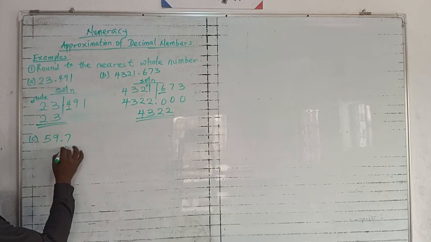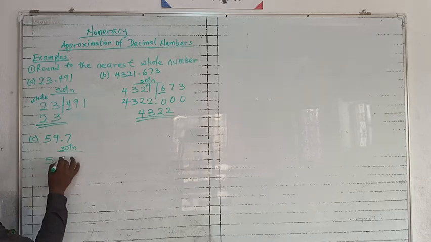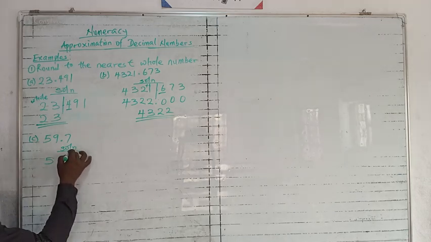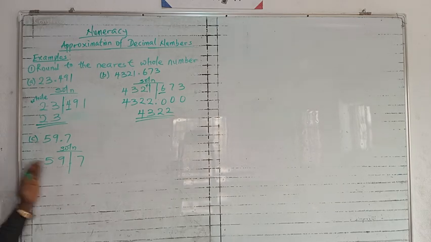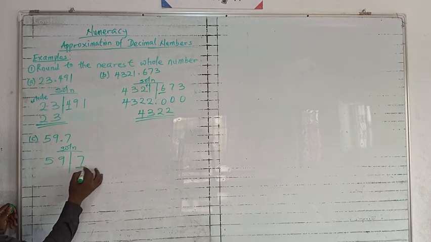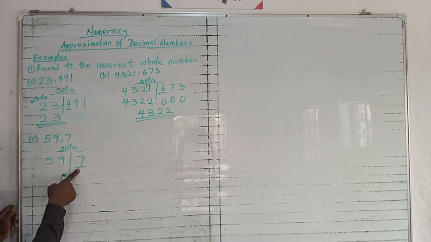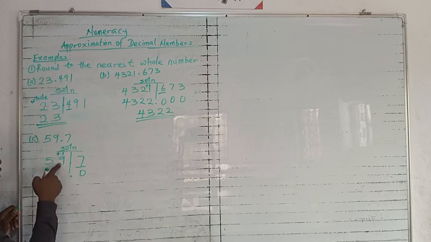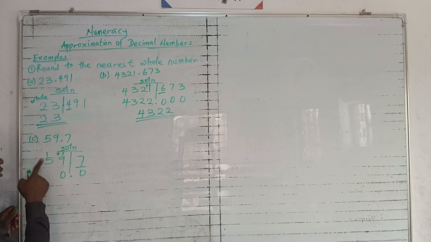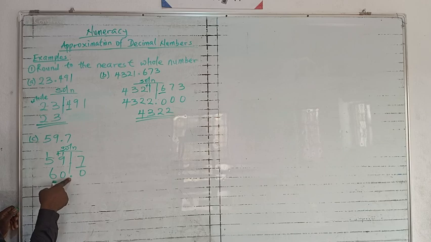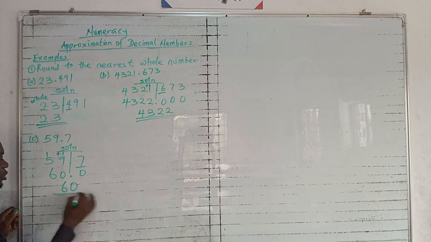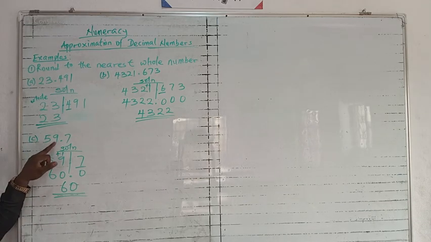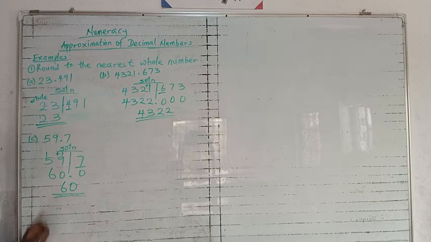Solution. 59.7. Using my stroke, I'll separate the numbers in whole numbers and decimal numbers. So we consider 7. Group A, Group B. Group B, we add 1 here. Here becomes 0. Bring down your point. 1 plus 9, 10. So 0 carry 1. 1 plus 5, 6. So here we are now looking at 60.0. And since this is 60.0, this point 0 becomes insignificant. So our answer is what? 60. Meaning that 59.7 to the nearest whole number is 60.